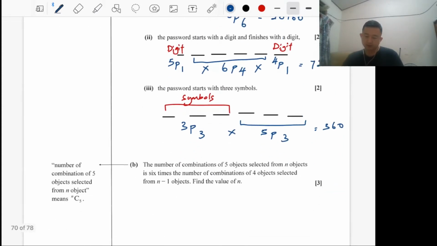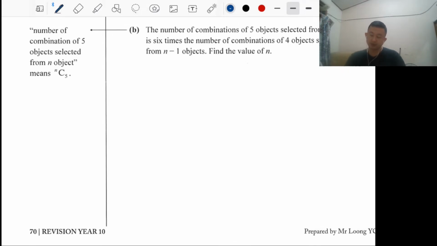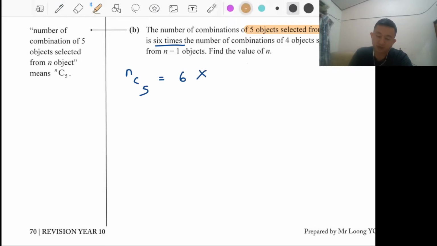Okay, alright. Another nPr and nCr question. Selected. So the moment I saw the word selected, not arranged, I know it's C. Okay, this is 5 objects selected from n objects, nC5. nC5 is 6 times, meaning equals 6 multiplied with 4 objects selected from n minus 1. That will be (n minus 1)C4.